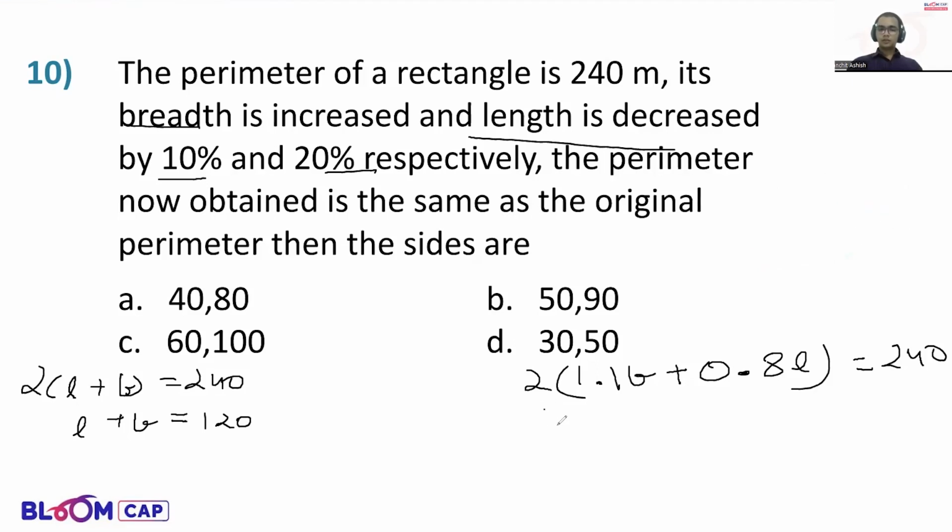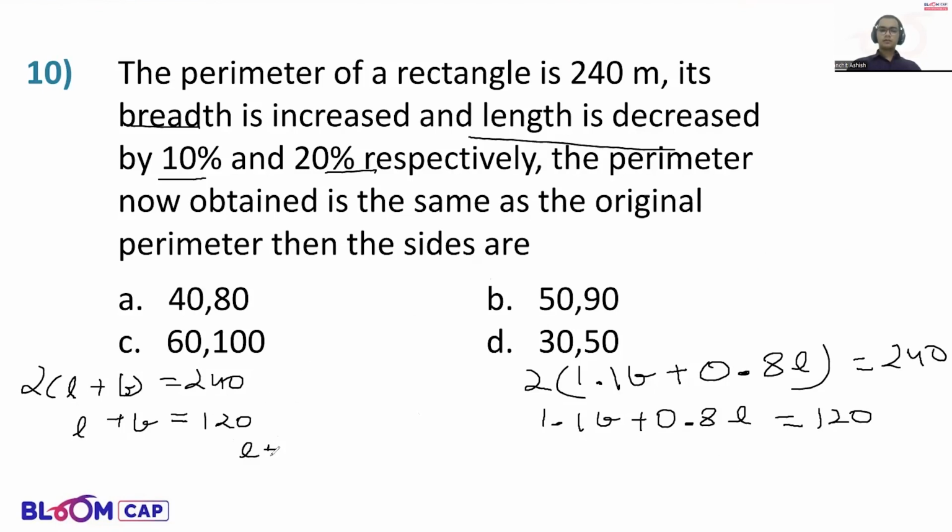Now, we can do the same thing here also. Plus 0.8L is equal to 120. Now, because these both are equal, what we can do is either equate them or find out the length of one side. In this case, finding out the length of one side is actually preferable, but we'll do it both ways. Let's suppose we just equate them because the RHS is same in both of them.